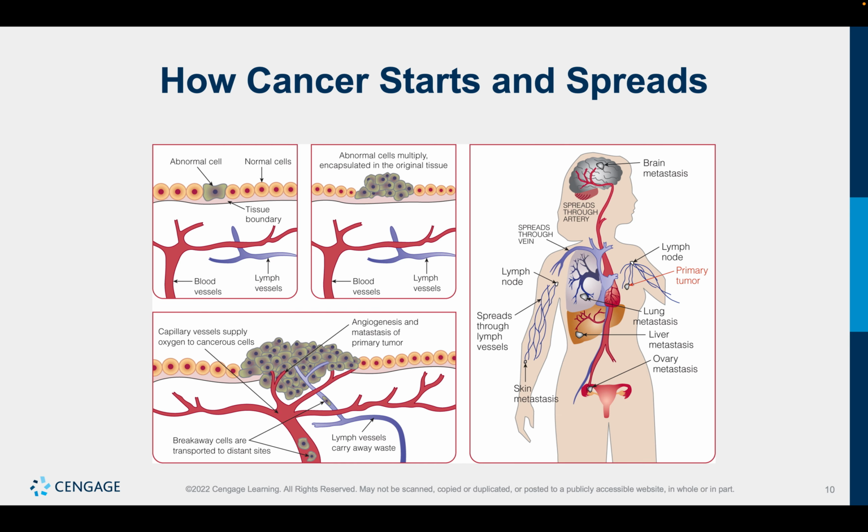How cancer starts and spreads. The following graphic shows you how cancer starts. We have an abnormal cell growing without control. Those abnormal cells start to grow and multiply.